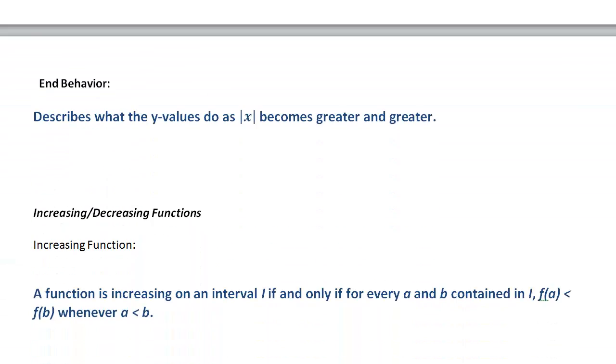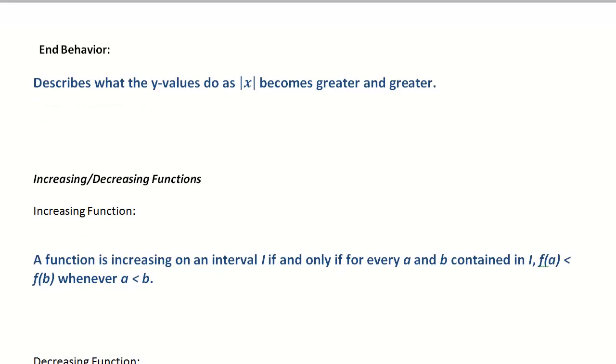So now let's talk a little bit about end behavior. And this doesn't have to be super complicated either. Really what we're trying to determine is, what does my graph do as I approach infinity and negative infinity. So it describes what the y values do as the absolute value of x becomes greater and greater. So simply put, as you move to the left of your graph and to the right of your graph, what does your graph do? That's what we're trying to define.